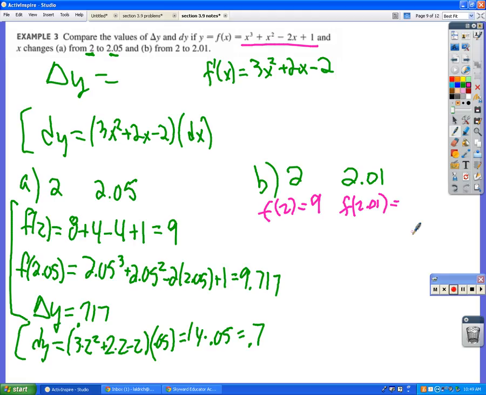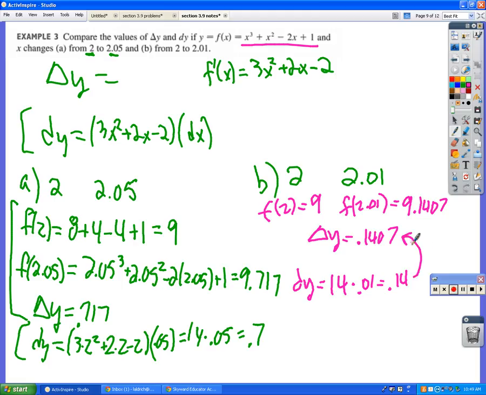Okay, so this is going to give us 9.1407. Okay, so that is a change in y of 0.1407, right? Now if we try to estimate that same thing using differentials, we already know the derivative. So you take this derivative and you plug in 2 again, which got us 14, times what's the change in x this time? 0.01, and so that comes out to be 0.14, which is very close to 0.1407.